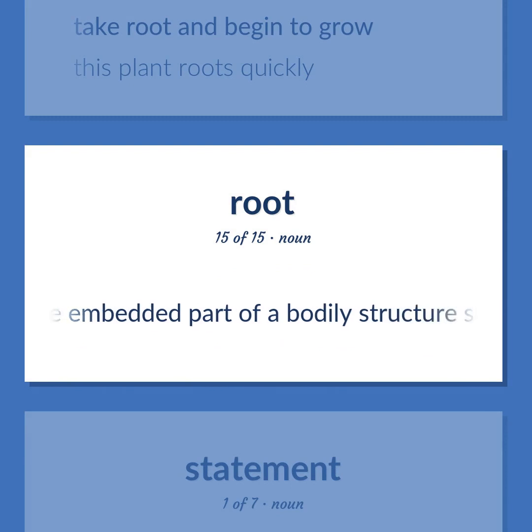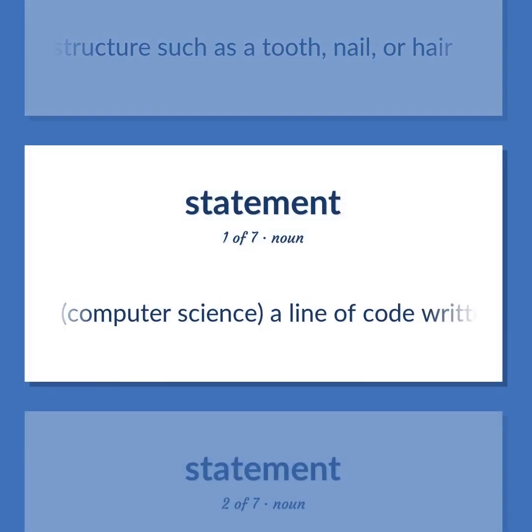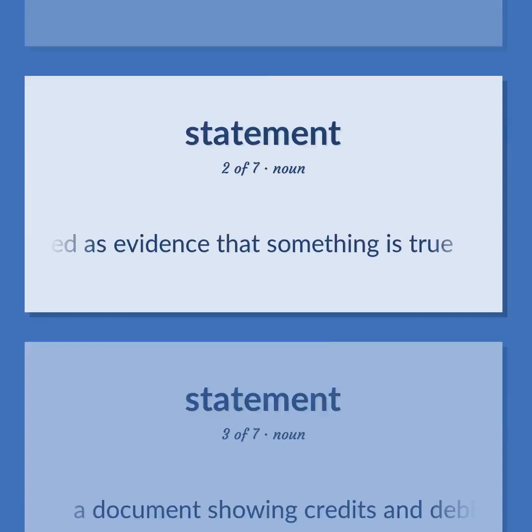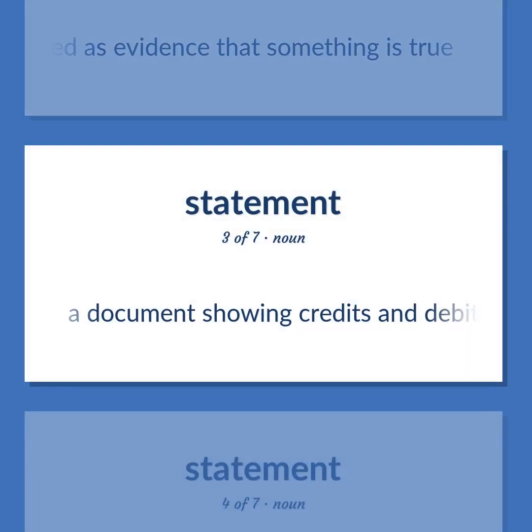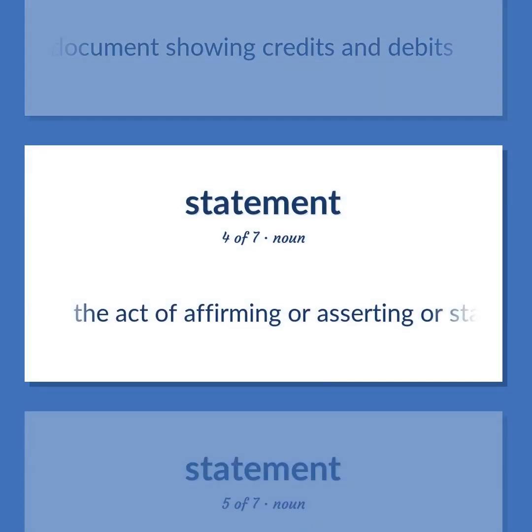The embedded part of a bodily structure such as a tooth, nail, or hair. Computer science. A line of code written as part of a computer program. A fact or assertion offered as evidence that something is true. A document showing credits and debits. The act of affirming or asserting or stating something.